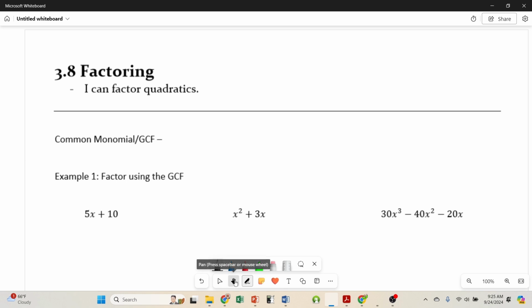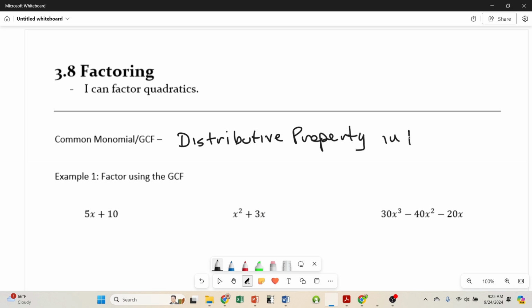Okay, so the first part of this, we're going to talk about factoring. When we factor, what we're doing is looking for what number is multiplied by each value in a group of terms, right? Basically, this is the distributive property in reverse. That's what factoring is. We're doing distributive property in reverse.